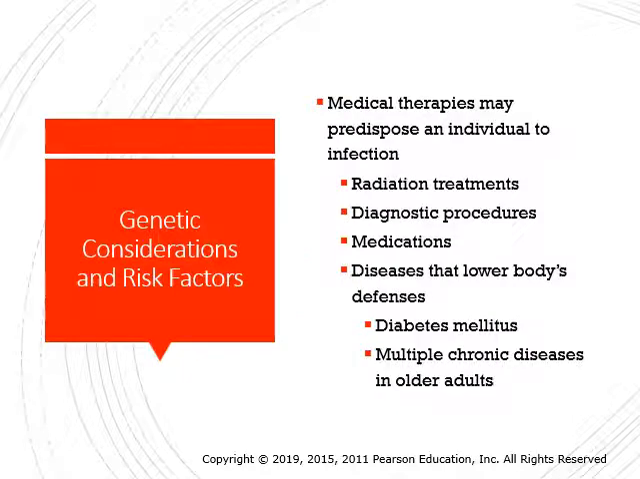Okay, genetic considerations and risk factors. There are some things that predispose people to infection. So let's talk about some medical therapies that may have an impact: radiation treatments, diagnostic procedures, medications, and then any disease that lowers the body's defenses, so diabetes mellitus, and there are many different chronic diseases we find in older adults predisposing them to infection.